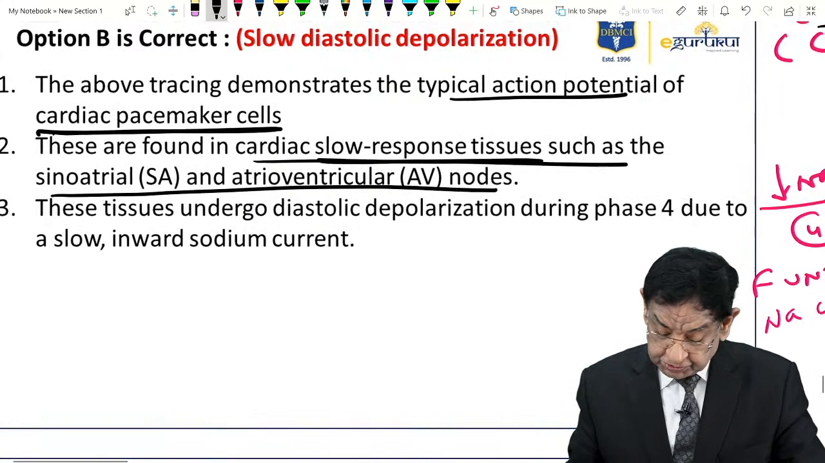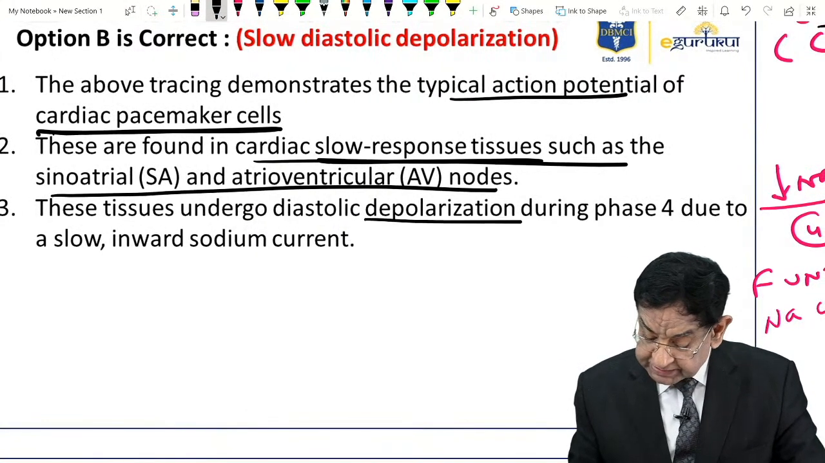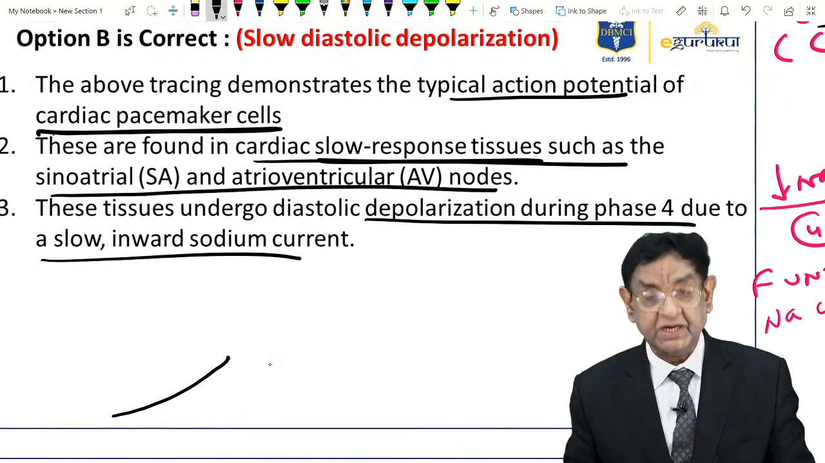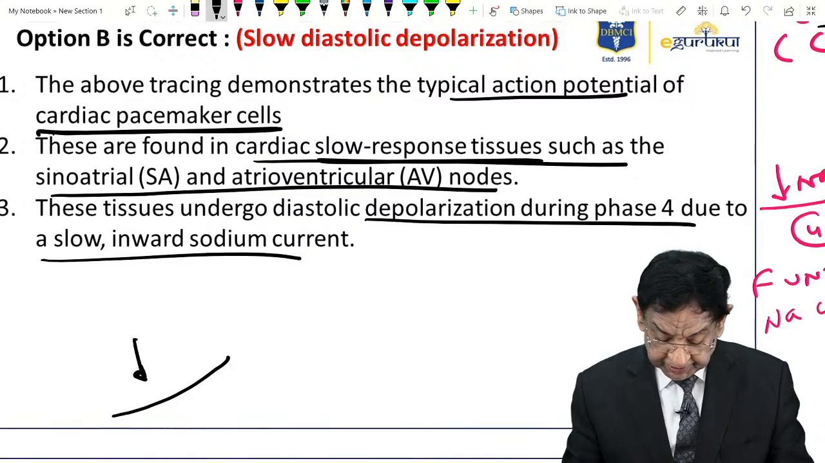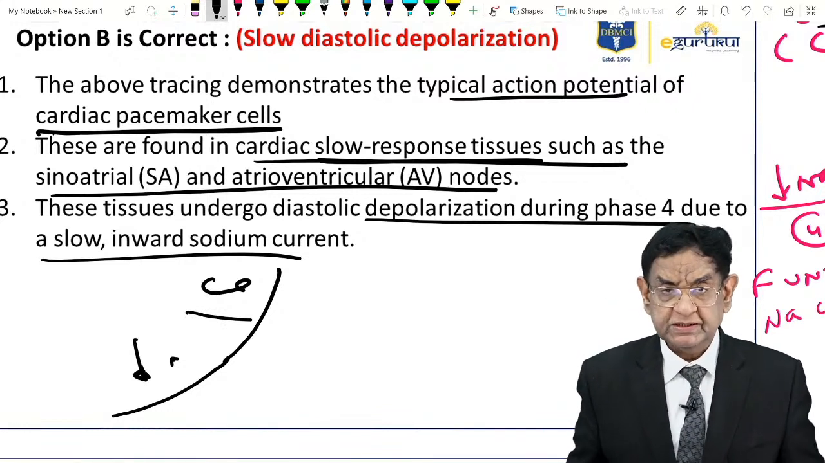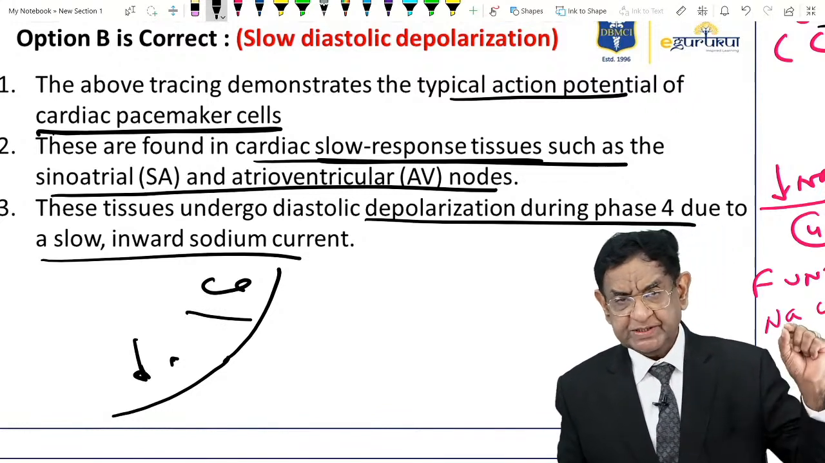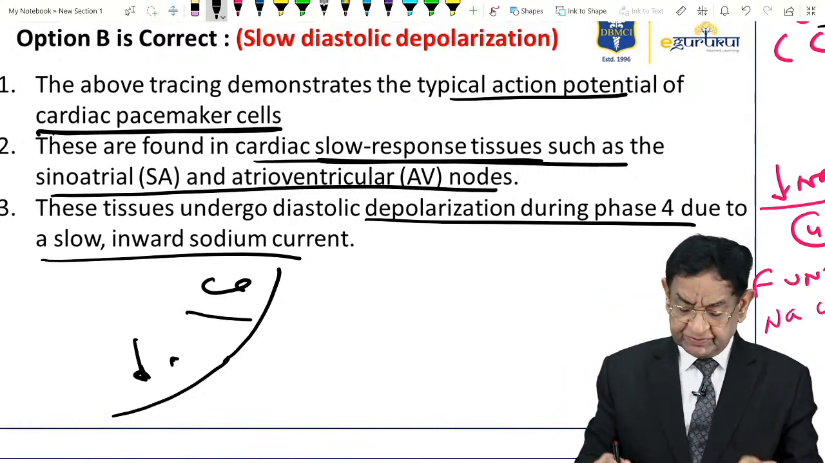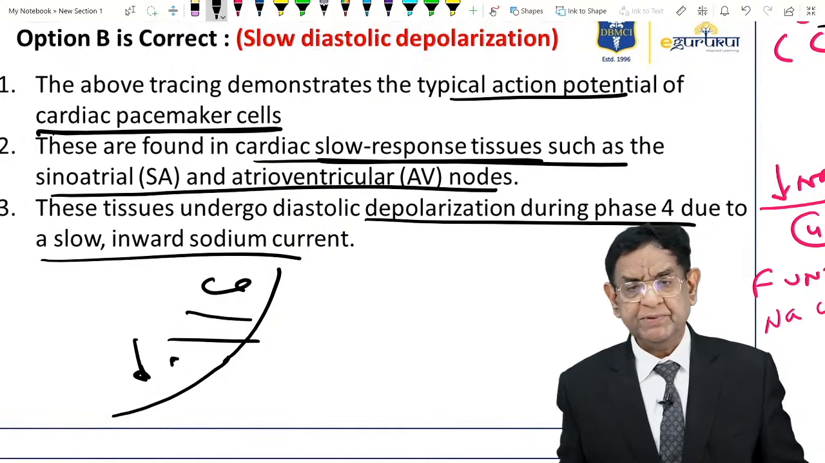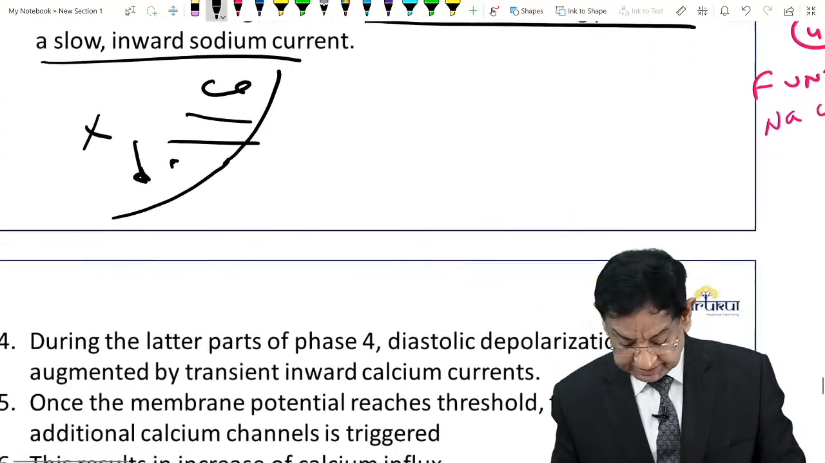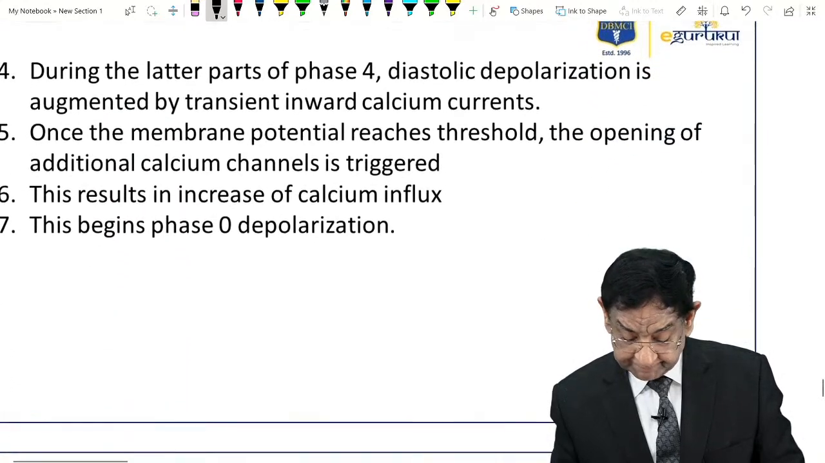Okay, so the diastolic depolarization starts in phase 4. This phase 4 depolarization is due to sodium entry. But after that, calcium entry occurs. The funny sodium channels, which cause sodium to enter, start the depolarization, and after a certain threshold calcium takes over, sodium closes, and calcium entry occurs. Okay.